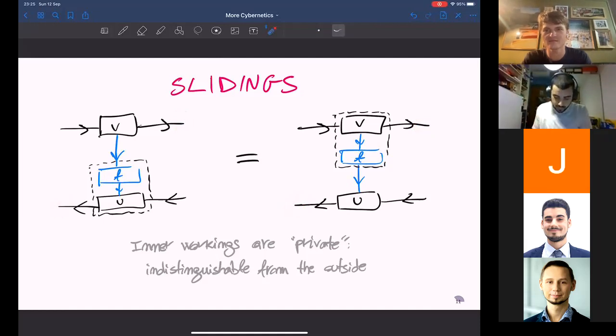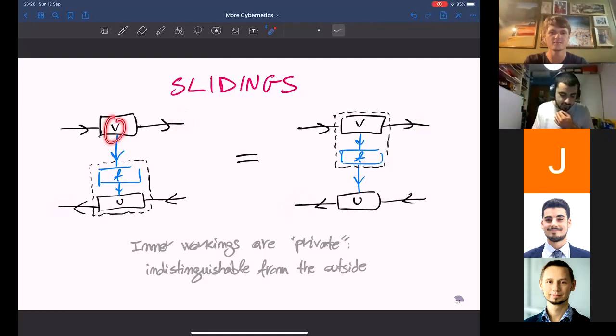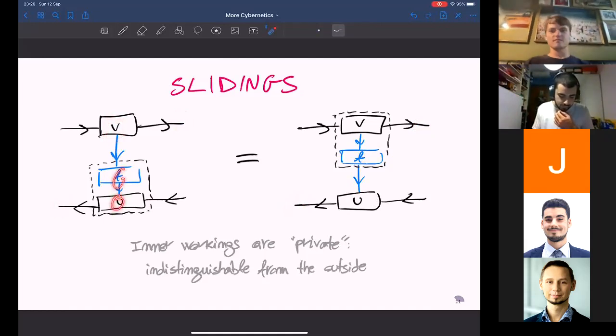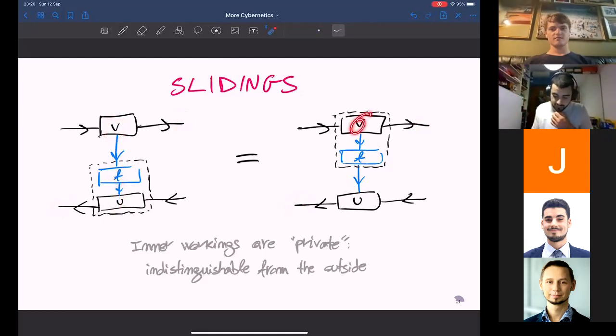And so that's why we consider these to be two equal optics on the nose, even though as pairs of functions they're different. This is V and this is F composite U, and this is V composite F and U. So on the nose, they are different pairs of maps, but as optics, we want to consider them equal. So we do this.